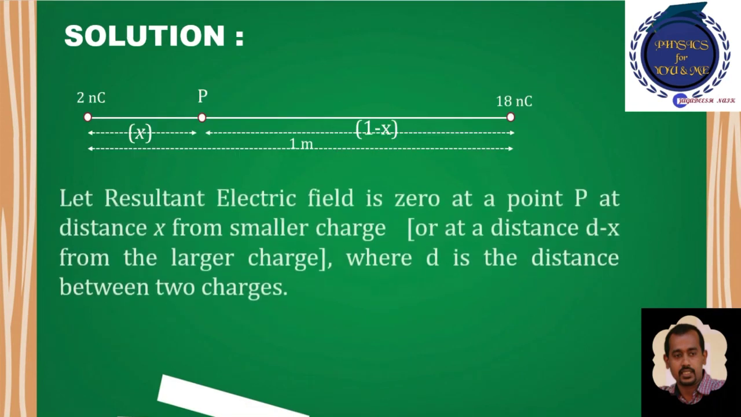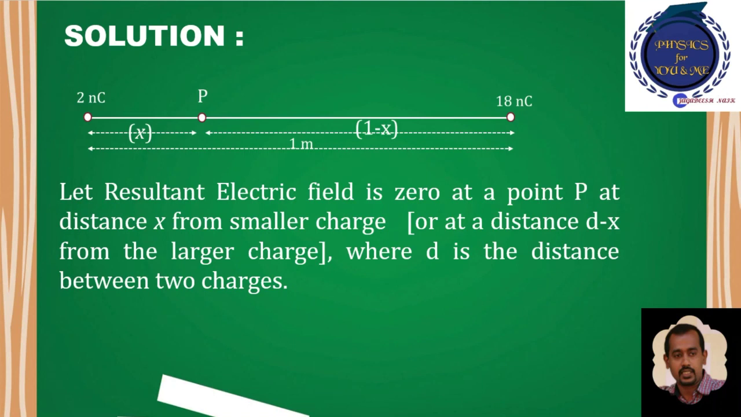Now we need to find out the electric field at some point between the two charges where the resultant electric field is 0. Let it be at point P, which is at a distance of x from the smaller charge, or it will be at a distance of d minus x from the larger charge, where d is the distance between the two charges. Usually we take the charge of smaller magnitude as a reference charge. The distance x will always be measured from the charge of smaller magnitude.